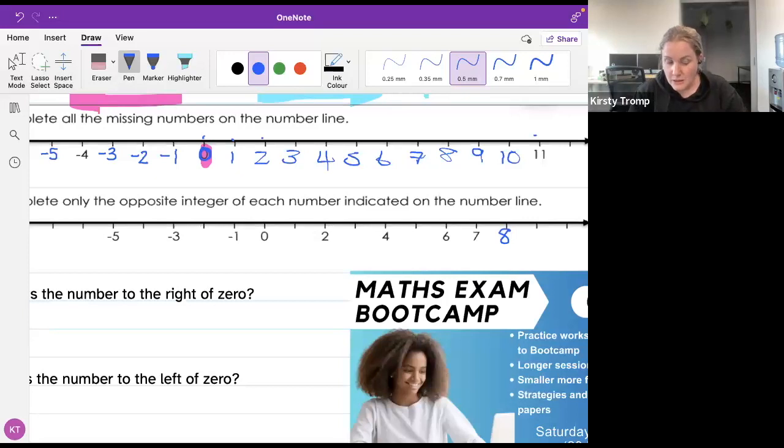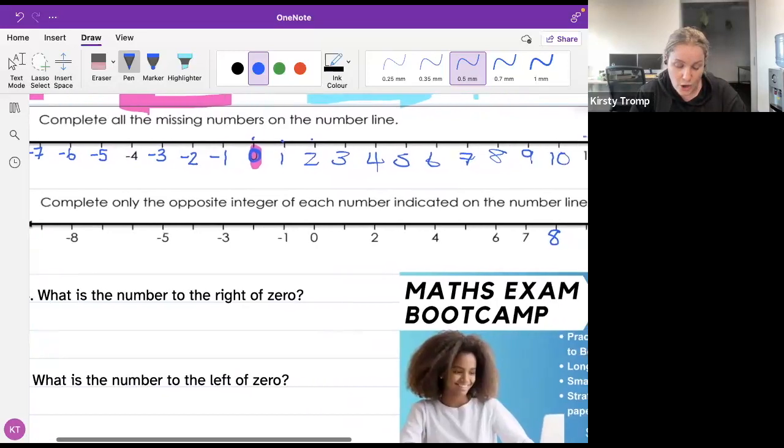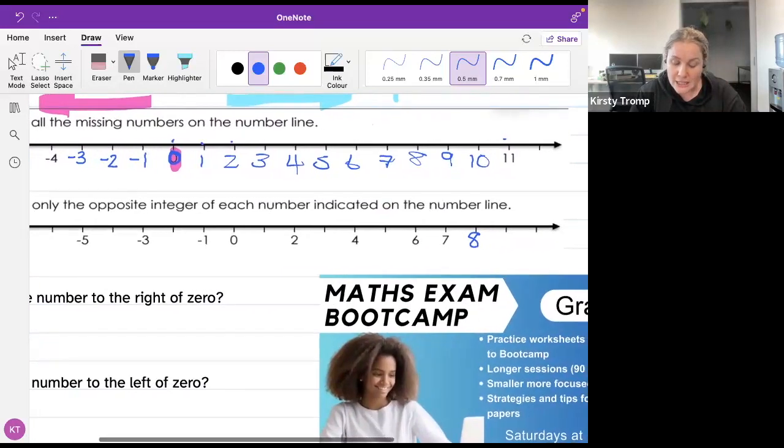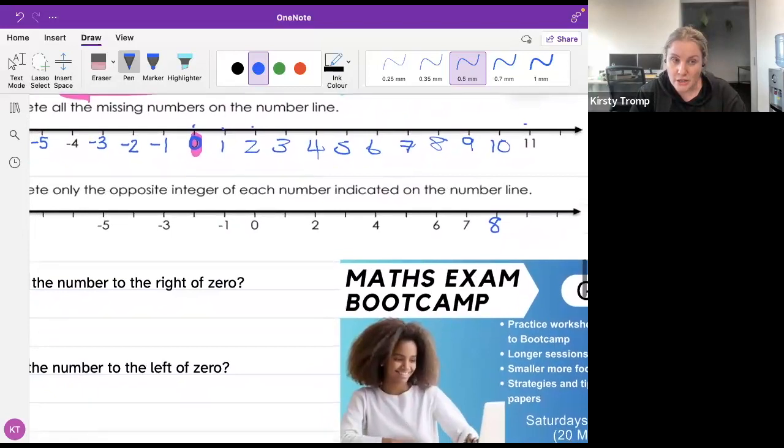Okay. All right, let's read the instruction again. It says, complete only the opposite integer of each number indicated on the number line.